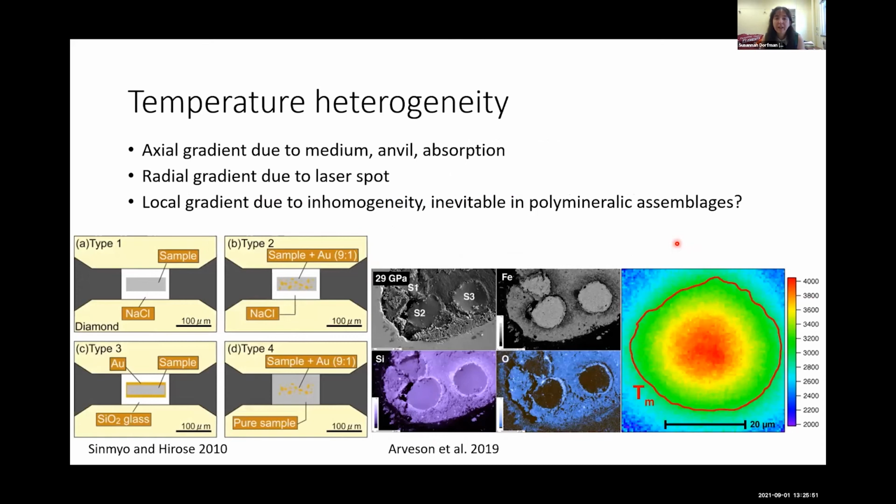Temperature heterogeneity, I noted that we have issues due to axial gradients, due to the medium, the anvil. We have issues due to radial gradients, due to the laser spot itself. But also when we're working on a polymineralic phase assemblage, we are not dealing with a homogeneous medium. There's going to be local gradients. We know that Soret diffusion is an issue. This is inevitable. So we need to continue to be validating our chemistry at these conditions.